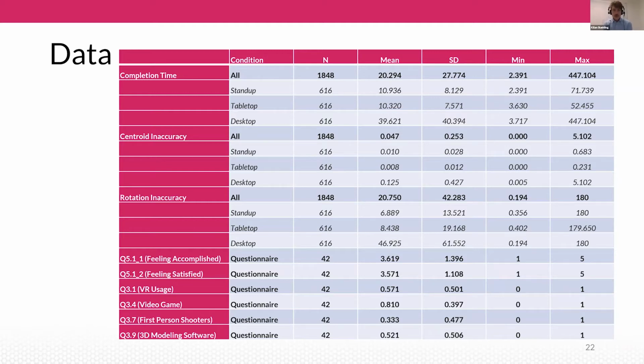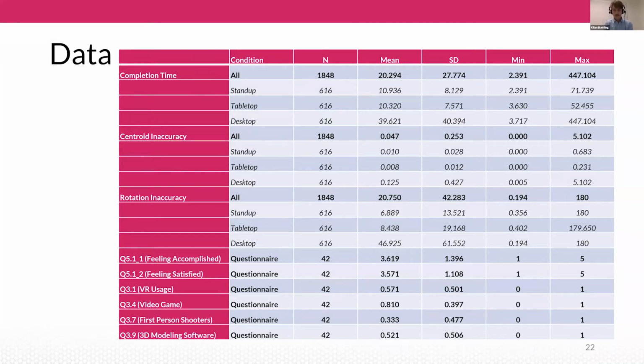We also recorded Likert-type scale data for the feeling of being accomplished after the whole experiment, and the feeling of satisfaction. We have 42 observations, one for each subject from the post-questionnaire. Also, we tried to control for previous VR experience and experience with 3D interfaces, for example, video games, first-person shooters, 3D modeling software, and the usage of VR hardware.